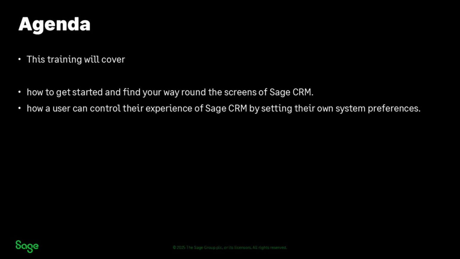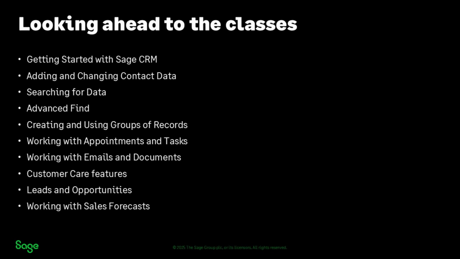And what we've seen there is how a user can get started, how they can look and find their way around the screens of Sage CRM, and how a user can control their experience of Sage CRM by setting their own preferences. And we're now set for our next lesson, which is going to be adding and changing contact data.